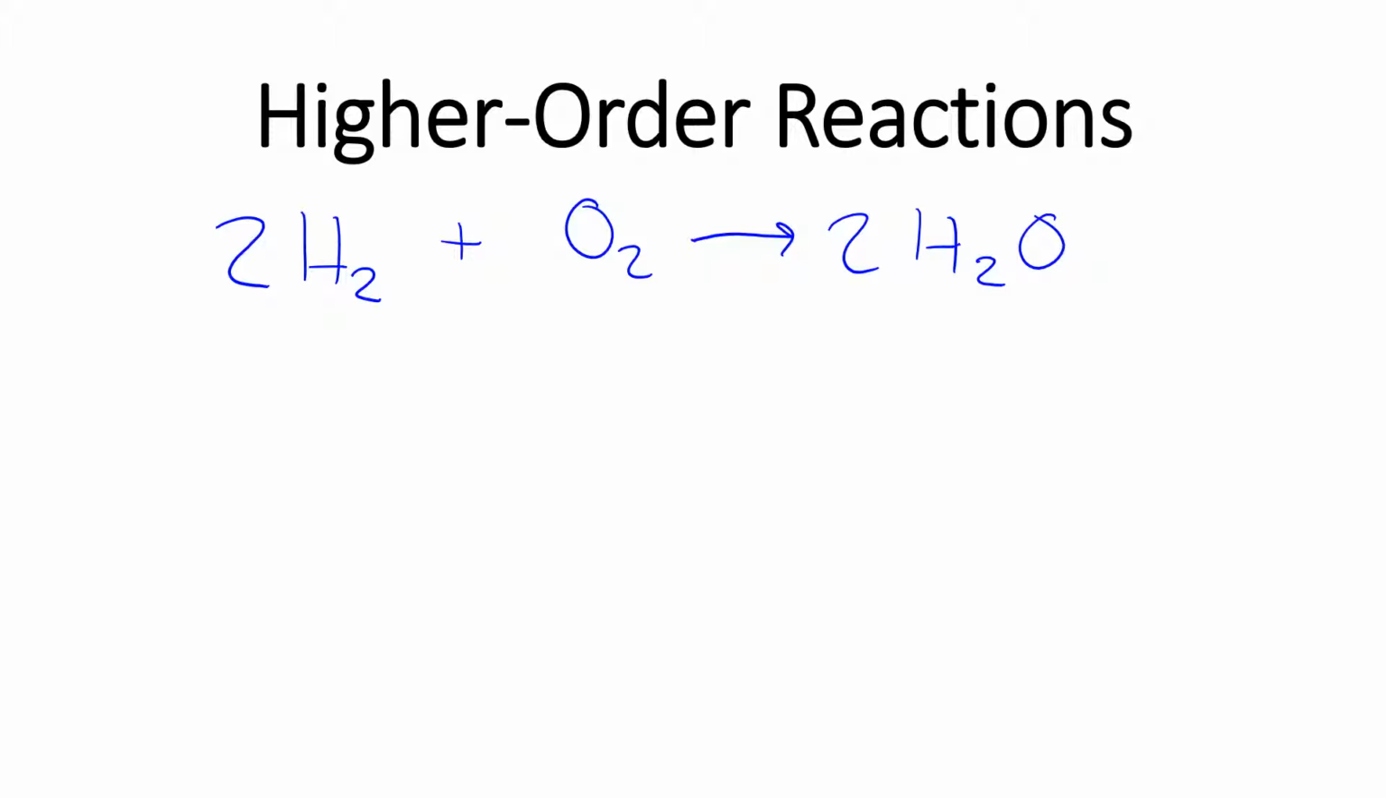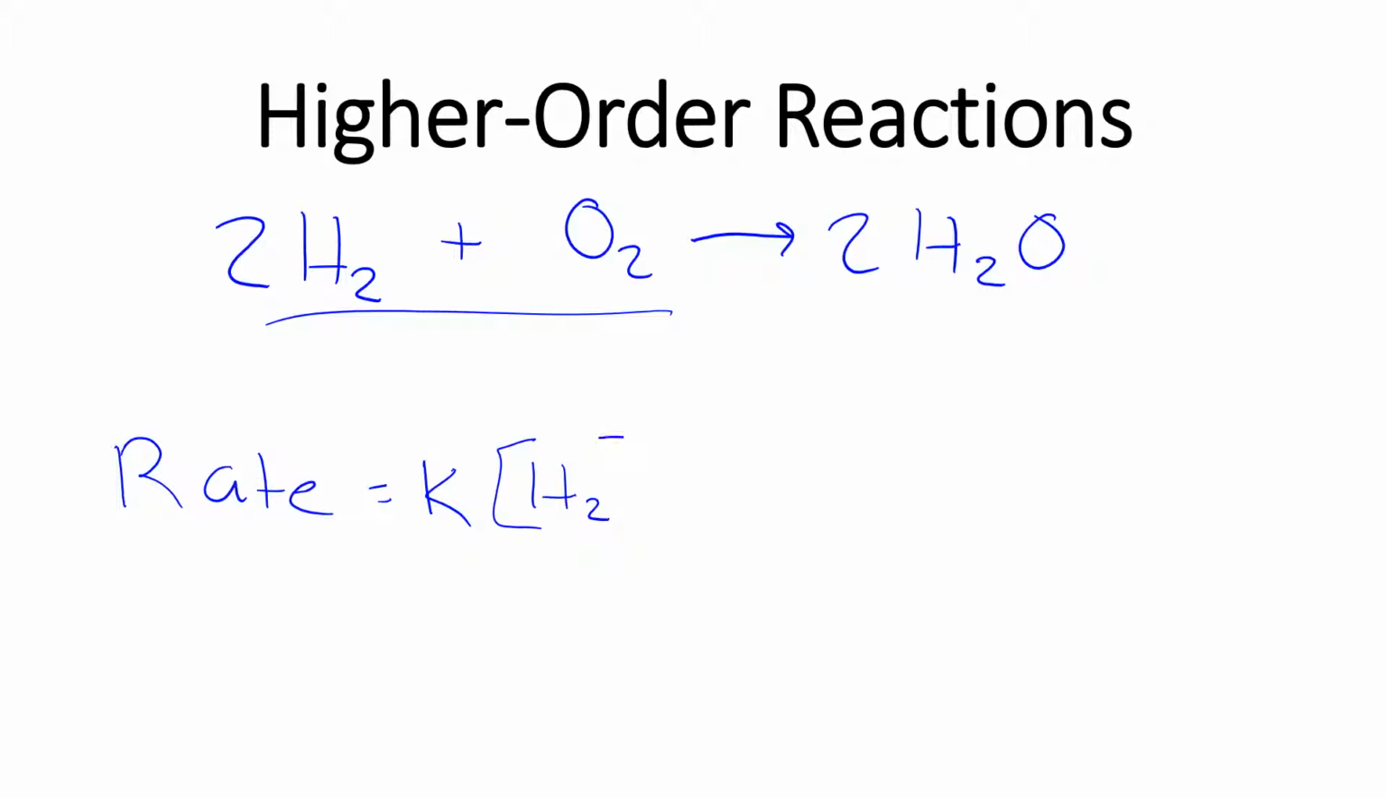In a higher order reaction, we have the amount, or the moles, of your reactants to consider. So let's do an easy one like water. 2H2 plus O2 gives you 2H2O. In this reaction, we have two reactants, and the concentration of those reactants will affect the rate. So the rate law for this would be the constant times the concentration of H2 times the concentration of O2.